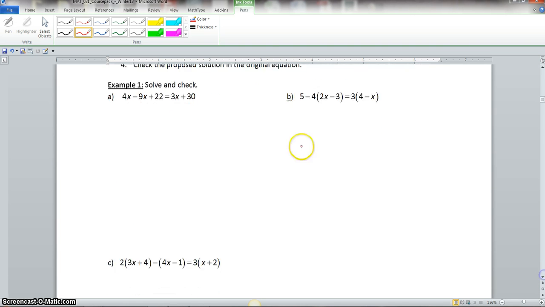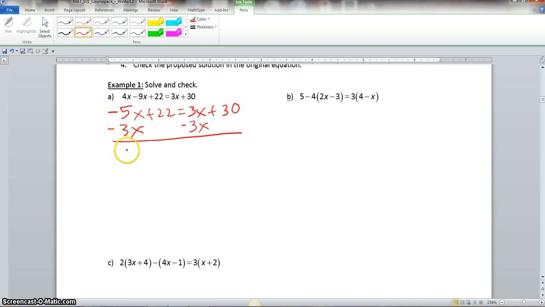Okay, now we go to example 1a. We look here on the left side. We do have like terms. We could do 4x minus 9x, which is a negative 5x, plus 22 equals 3x plus 30. Now, we need to get all of the variables on one side and all the numbers on the other side. So let's move the variables all to the left. So we will subtract 3x on both sides.